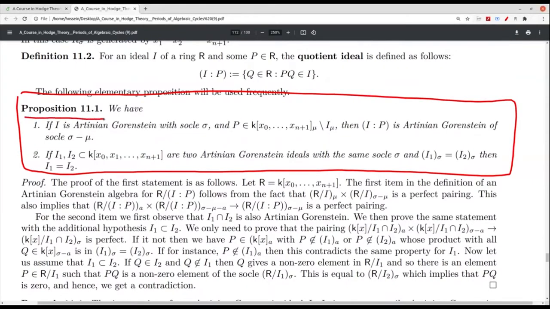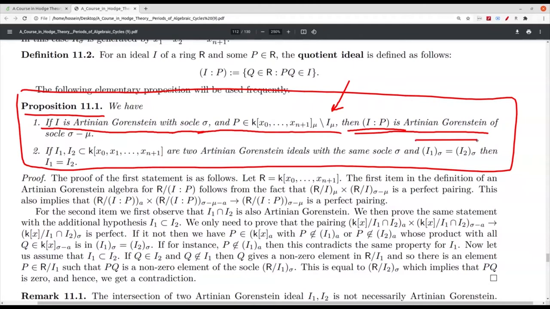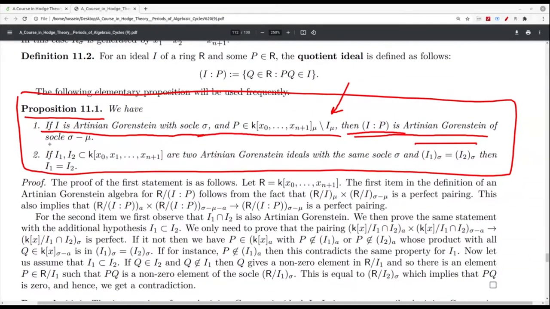This proposition enables us to produce more Artinian Gorenstein algebras. If I is an Artinian Gorenstein ideal with socle degree sigma, and if we take P outside of the graded piece mu, then the quotient ideal is going to be of socle degree sigma minus mu. There is another important property that I have to mention: if you have two Artinian Gorenstein ideals of the same socle degree, and if their last pieces are the same, then I1 must be equal to I2. So we just need to check that two ideals are equal in the last piece in order to prove that they are equal.